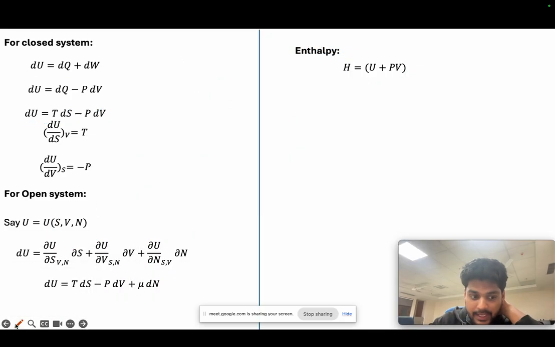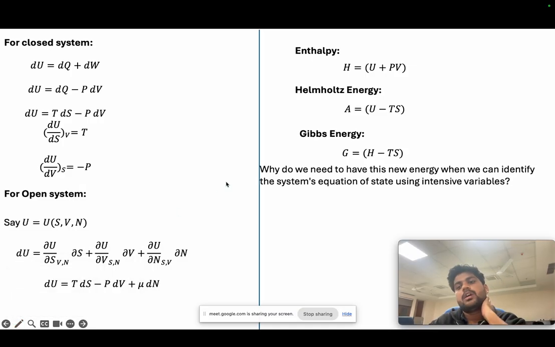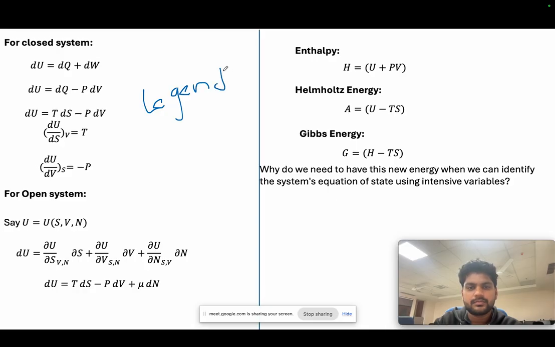So now comes the enthalpy, Helmholtz, Gibbs. Basically how this was defined is through a mathematical concept known as the Legendre transform. I will share the link after the class. If you Google the Legendre transform, L-E-G-E-N-D-R-E, what it says is, suppose these are the extensive variables. H will change with the system, A will change, Gibbs energy will change.